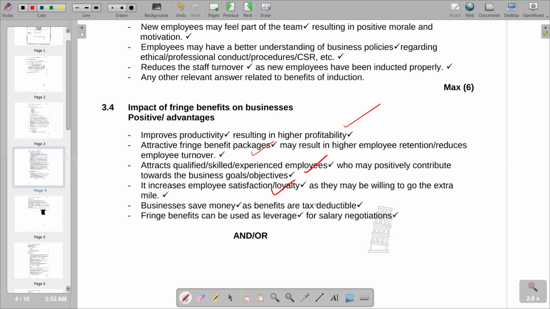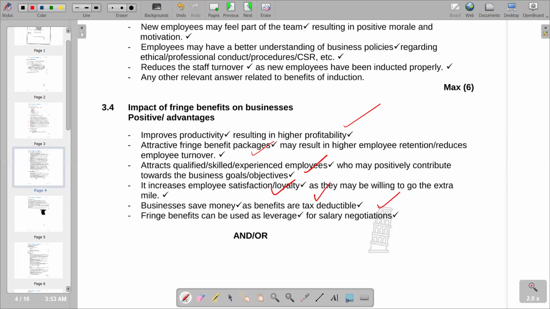And then businesses save money as benefits are tax deductible. So it's tax deductible. In other words, we are saying it becomes input tax, which is going to reduce the amount of tax payable to SARS. So basically, that's what we have. Last point, the fringe benefits can be used as a leverage for salary negotiations. So these are some of the positives that we can try to bring in.